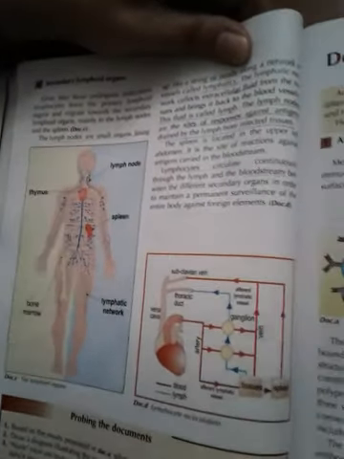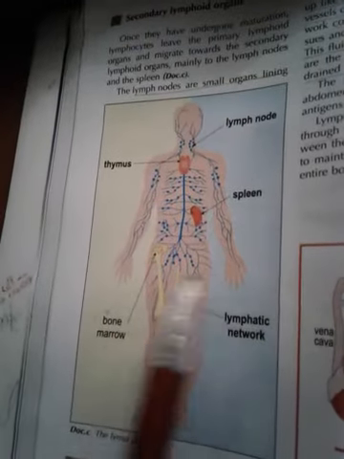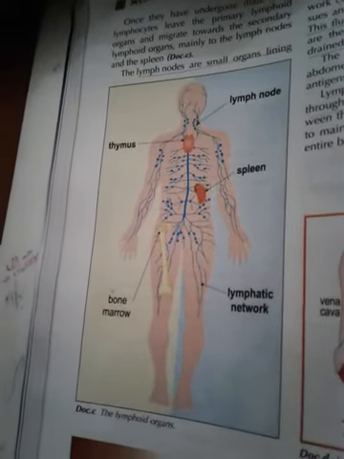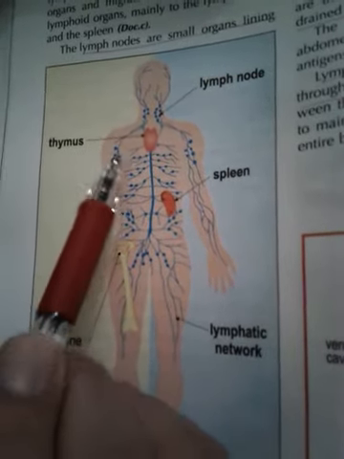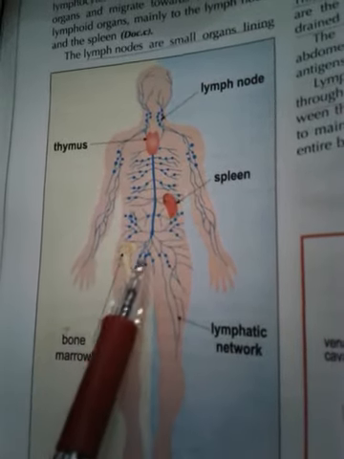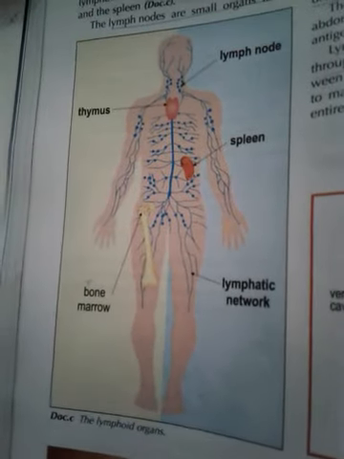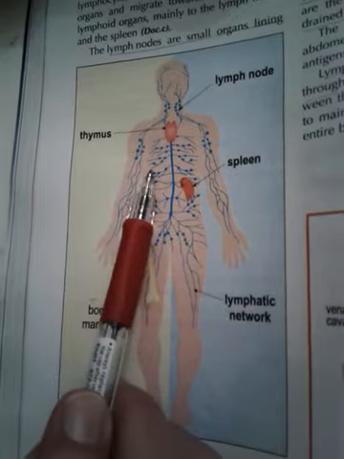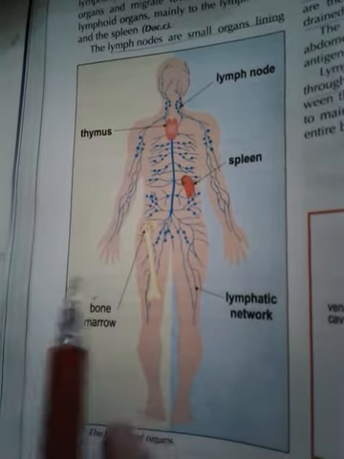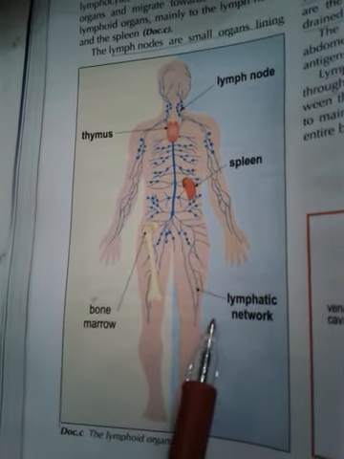Okay, we go now to the secondary lymphoid organs. In the secondary lymphoid organs, we've got the lymph nodes, which are spread all over the body, as you can see. You see these tiny circles over here, over here. Yeah, these are all lymph nodes. And the spleen. And you've got the lymphatic network. So we've got the blood vessels for blood and the lymphatic network for lymph.